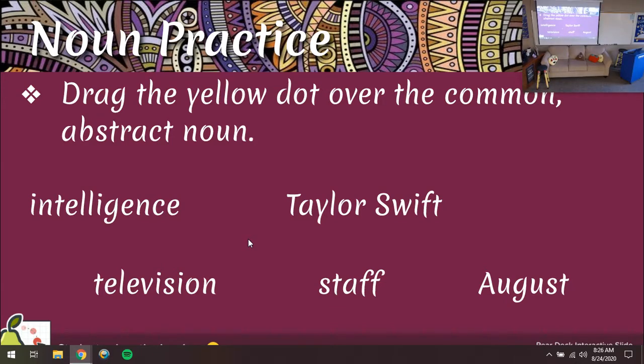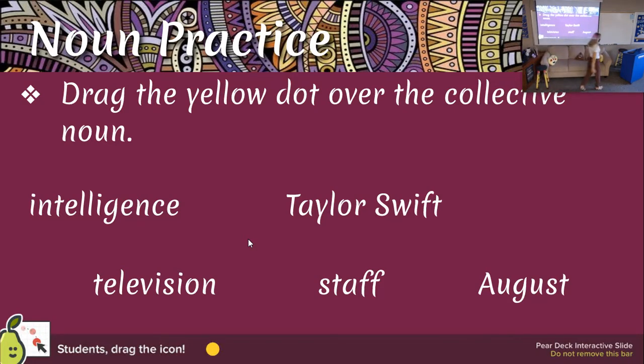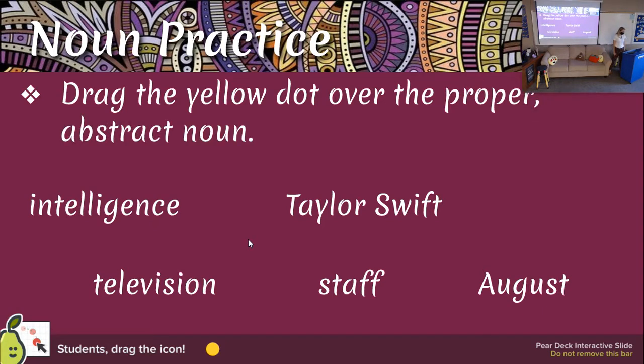We'll put this again. Sorry. Hang on. Okay. Try this one. We're looking for the collective noun. Again, use your notes if you have to. Let's try to finish in 5. Nice. Okay, almost 100% of us got it. Remember, a collective noun is a group of people. So what is the only group of people up here? Staff. It's the only group of people. So staff is our collective noun. You guys did great on that one. Okay, this is our last practice. I want you to drag your dot over the proper abstract noun.